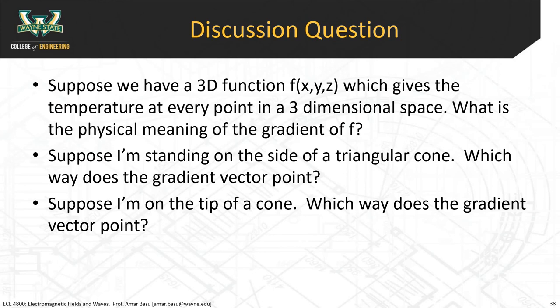So we can end with this. Suppose we have a 3D function f of x, y, z, which gives a temperature at every point in a three-dimensional space. What is the physical meaning of the gradient of f? Let's see if anyone can just type in a response here in the public chat. A three-dimensional function, f of x, y, z, gives the temperature at every point in a three-dimensional space. What would the gradient of this function tell us?